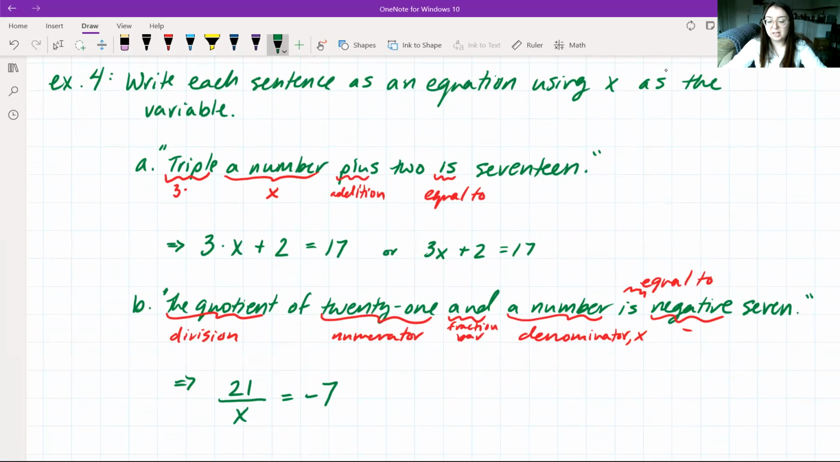So, all right, that would be the end of section 1.6. And next we'll be doing section 1.7 to finish off the week.